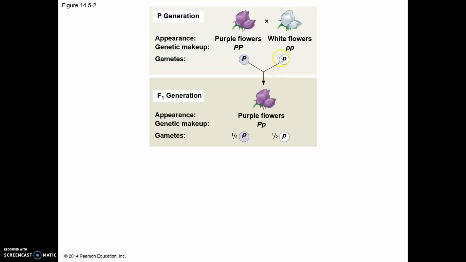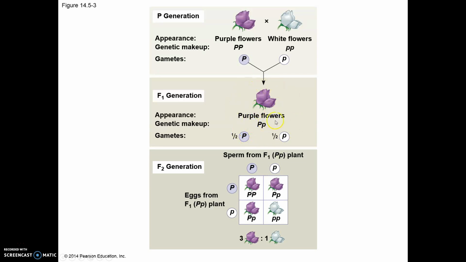We cross those together, and all of these flowers are going to have one big P from one parent and one little p from the other parent, because that is the only possibility. It will be purple because it still has a functional enzyme, and that one copy of that functional enzyme is enough. If you then cross this F1 generation together, where it is always big P, little p, you have four possible combinations that can come out of that.